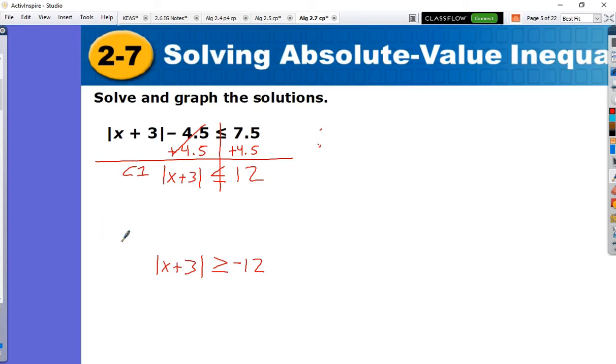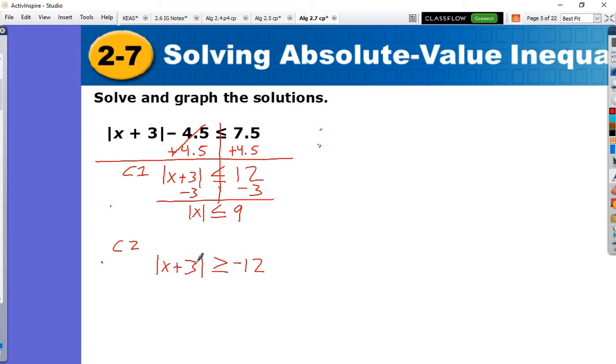Okay, so let's just solve it. We'll go through our steps. This is our C2. Okay, it's all going to come together here. So we'll solve this one just like we did in chapter 1. We'll do minus 3, minus 3. Okay, so on this side we have the absolute value of x less than or equal to 9. Okay, so we solved case number 1.